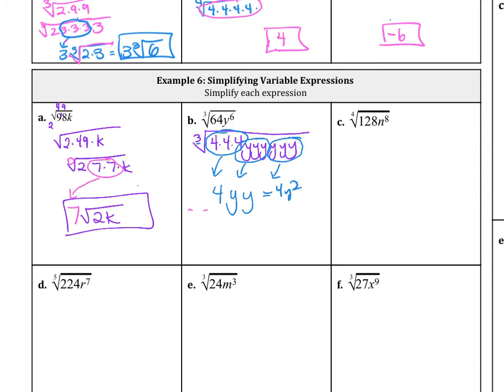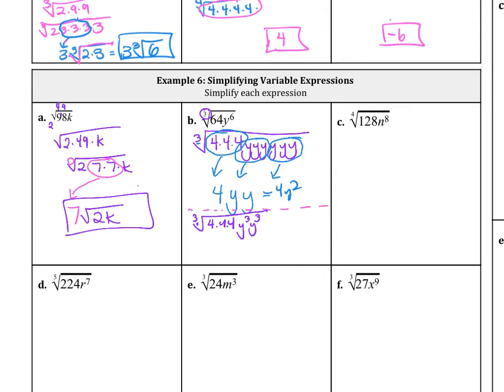So a second way to approach this problem, especially when our exponents get really large: 64 we already know is 4 times 4 times 4. Now y to the 6, how many do we need to come out? We need 3. So if I write y to the third times y to the third, now I'm looking at my index, I want 3, and so I split up the 6 into 3 and 3.